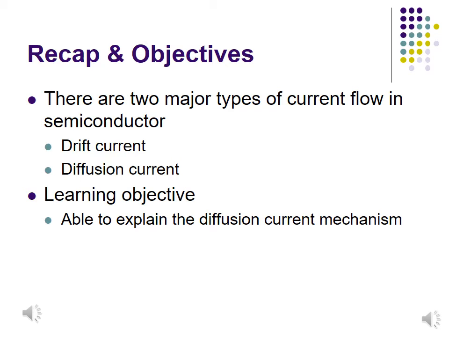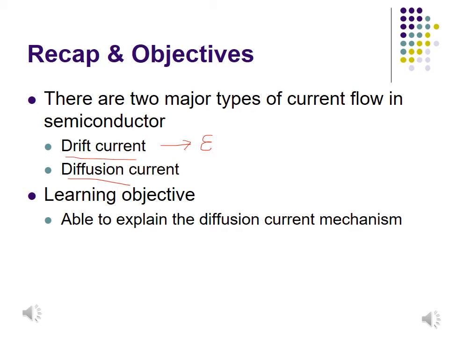Previously, we have learned that there are two main mechanisms of current flow in semiconductor. One is drift current and another is diffusion current. I hope you still remember what drift current is. Drift current is the current that results from the motion of electrons and holes in the presence of an electric field. And another mechanism of current flow is diffusion current, which is what we are going to learn today.